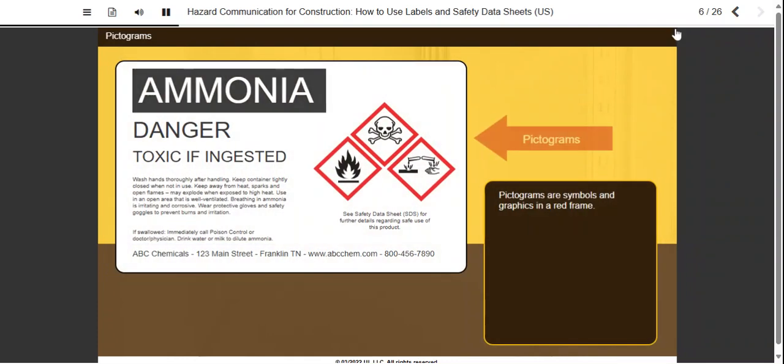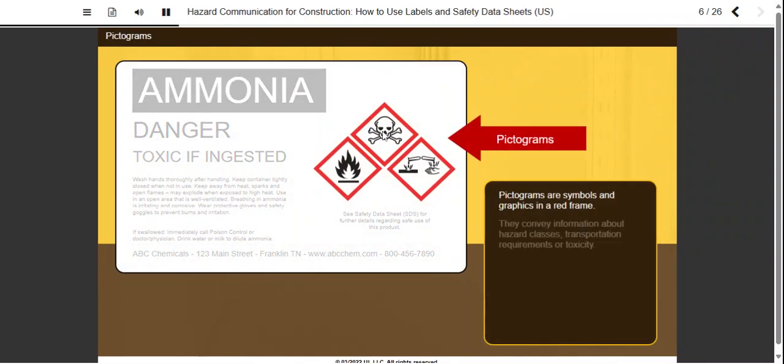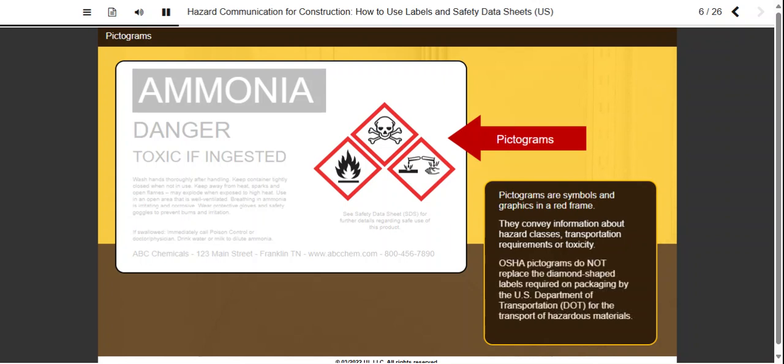These symbols are called pictograms. They include graphic elements to convey information to help you identify hazard classes, transportation requirements, or toxicity. The red frame is required to increase recognition. Please note that OSHA pictograms do not replace the diamond-shaped labels required by the U.S. Department of Transportation for the transport of hazardous materials.